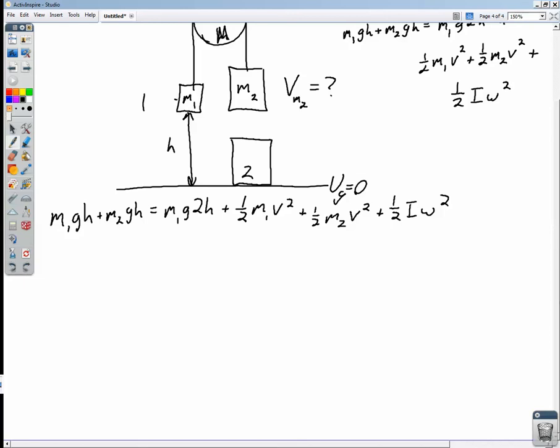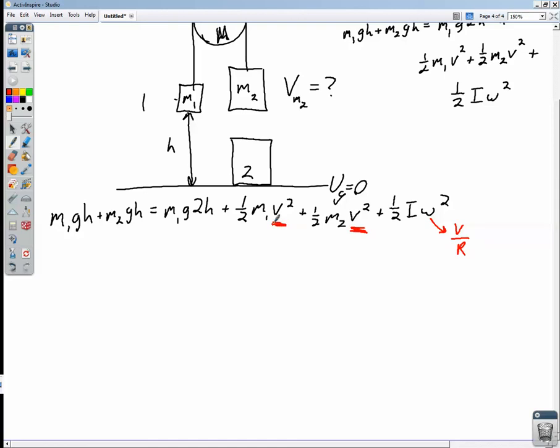What we need to understand here is, first off, this velocity and this velocity are going to be the same. Block M2 is going to be moving down with the same velocity as block M1 is moving up. And we also need to recognize that omega, since this is rolling without slipping, the string's not slipping on the Atwood machine, is going to be equal to the velocity of the system divided by the radius of the pulley wheel, v over r. And that velocity v is the same as this one, which is the same as this one.